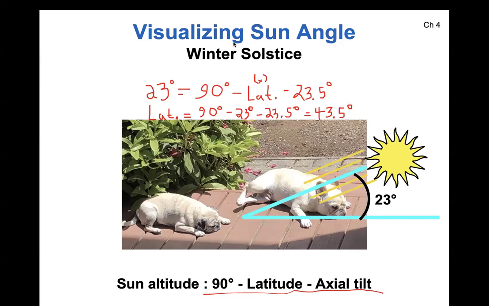So I had a question. What I did was I took 90 degrees minus the latitude, and to find the latitude, I used the other slide where it said latitude was 43. So I did 90 minus 43 minus 23.5 for the axial tilt.